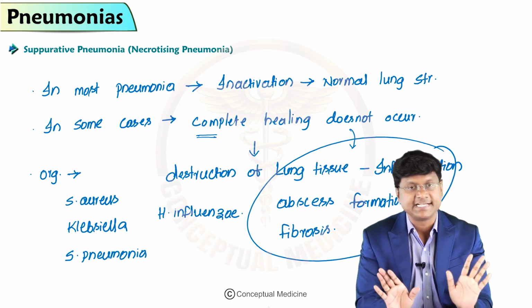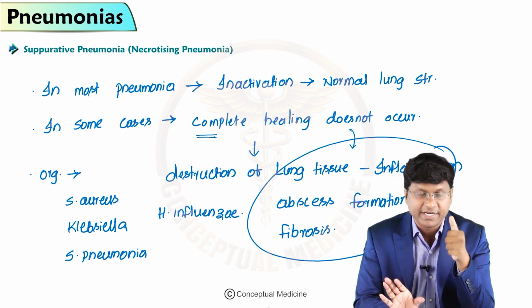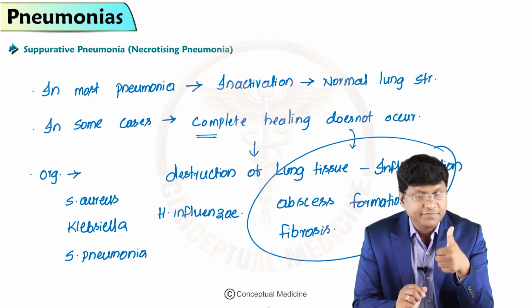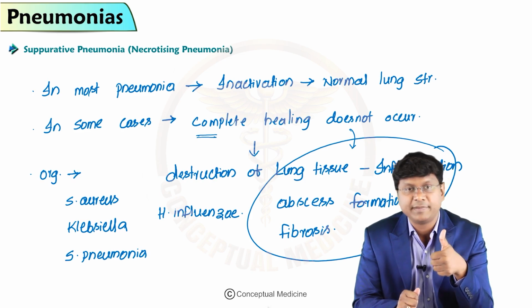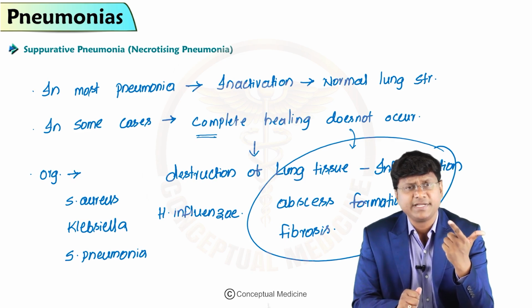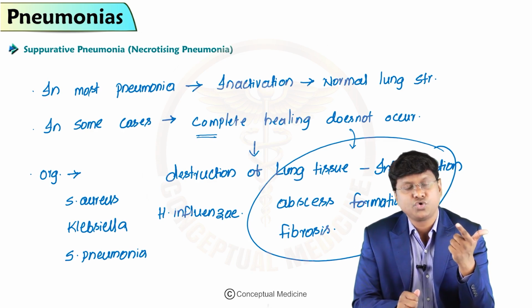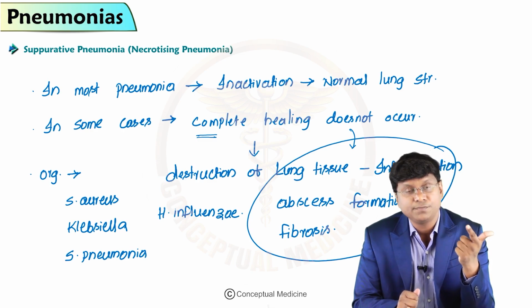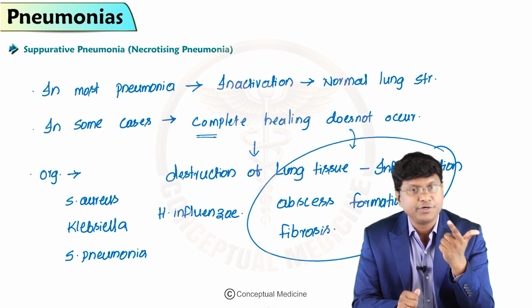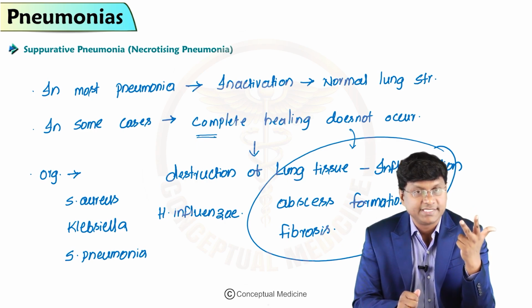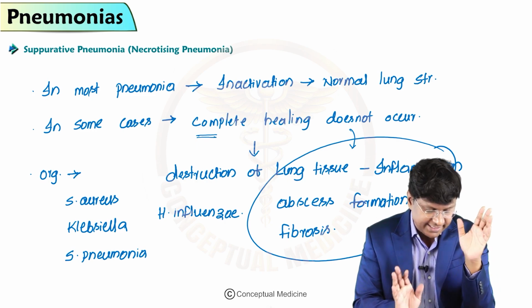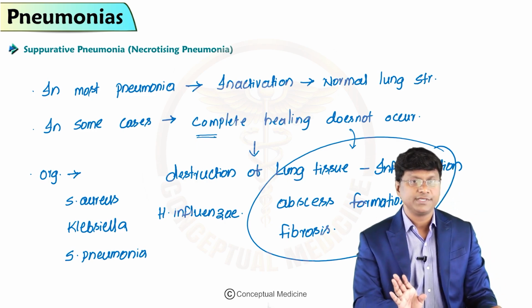Now, this is the classification. We have discussed three classifications. One is anatomical classification, which is nothing but airspace pneumonia and interstitial pneumonia. Airspace pneumonia includes lobar pneumonia and bronchopneumonia. Second one is based on where the organism has been acquired by the individual, that is community acquired pneumonia and nosocomial pneumonias. Nosocomial pneumonias we again classify into hospital acquired pneumonia and ventilator-associated pneumonia. And third one is based on the etiology, that is primary pneumonias, secondary pneumonias, and then necrotizing or suppurative pneumonias.